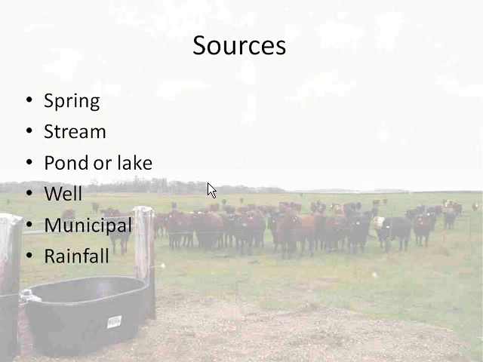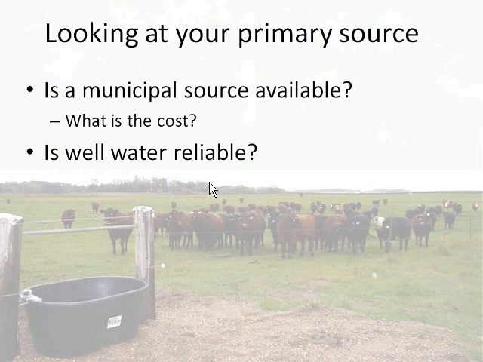Let's talk about sources first. Typical sources are things like springs, streams. You could have a livestock pond on your property, wells, municipal, and rainfall. So let's look at what your primary source of water is going to be.